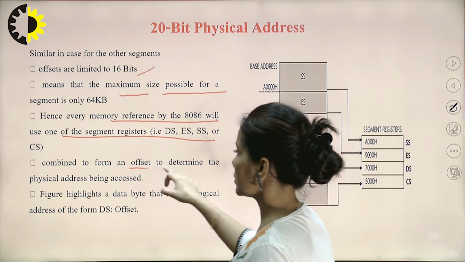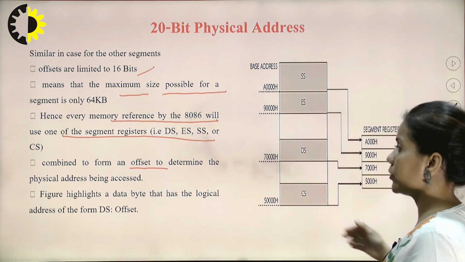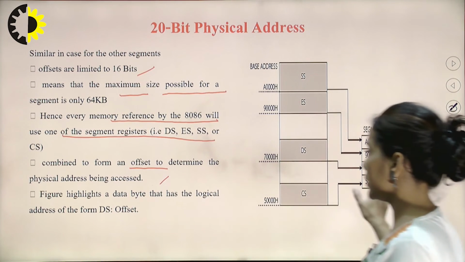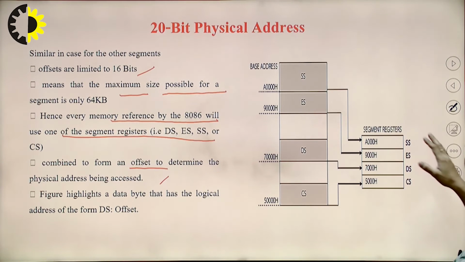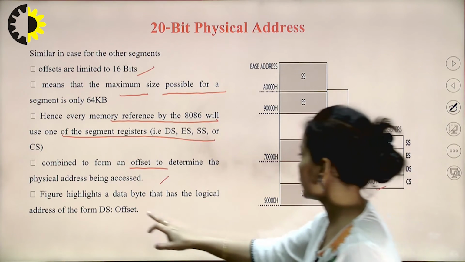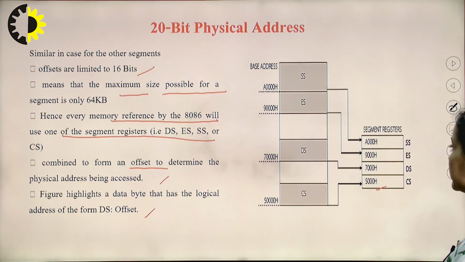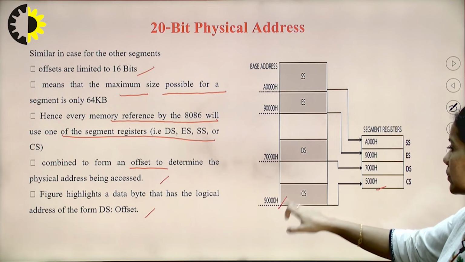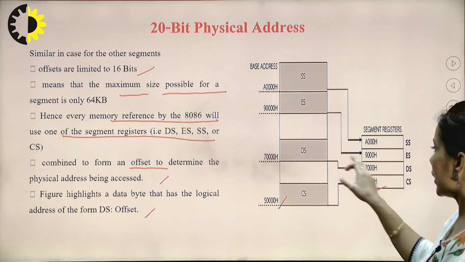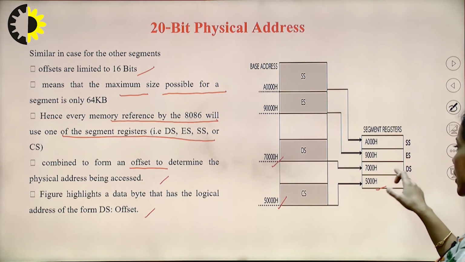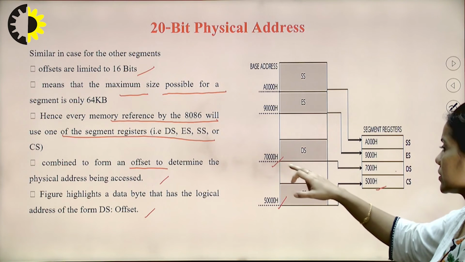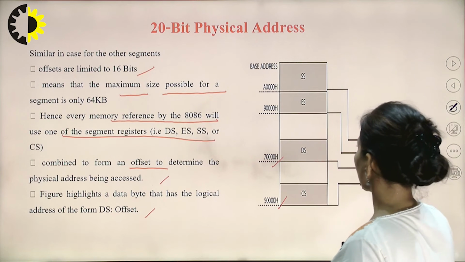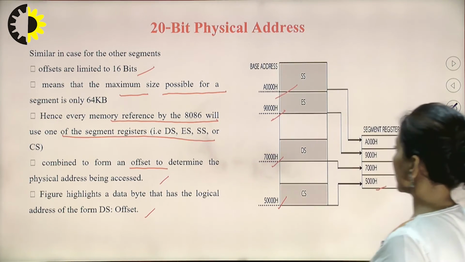These segment registers are combined with an offset to determine the physical address being accessed. The figure here highlights that the logical address is of the form segment and offset. So let's see what this is. Here the code segment register has this value, since this is the base of the code segment. Then the data segment register has this value, so this is the 16 bits of the starting address of the data segment. Again, this is the case with the extra segment and stack segment.